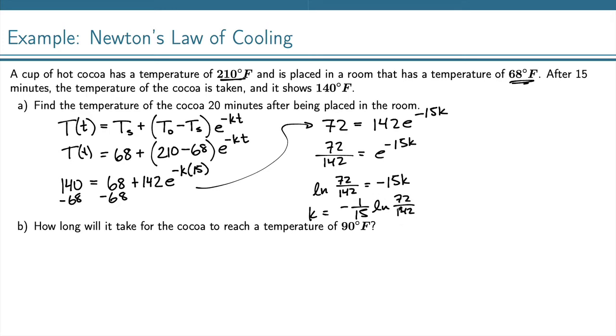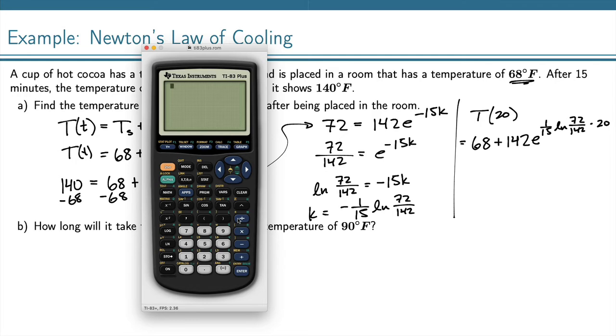Now we know k, and we want to find the temperature of the cocoa 20 minutes after being placed in the room. So now we'll just go back to our model. We can plug in k, and we can plug in 20 for t. So we've got T of 20 equals 68 plus 142 e to the negative k, so that's 1 over 15 natural log of 72 over 142, times t, which is the 20 minutes. So this is what we need to find out.